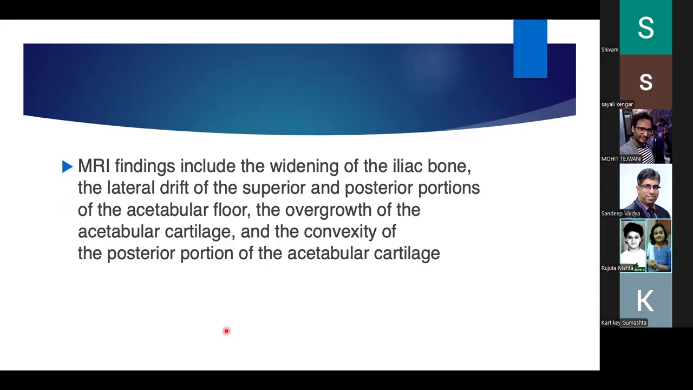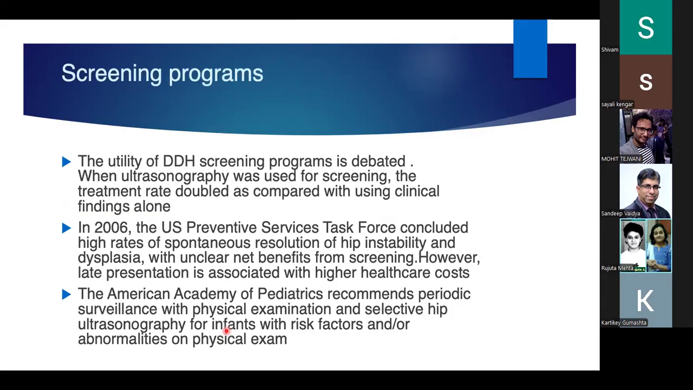MRI findings are iliac bone widening and the lateral drift of the superior and posterior portion of the acetabular floor, the overgrowth of the acetabular cartilage, and convexity of the posterior portion of the acetabular cartilage. Screening programs: the utility of the DDH screening programs is debated.